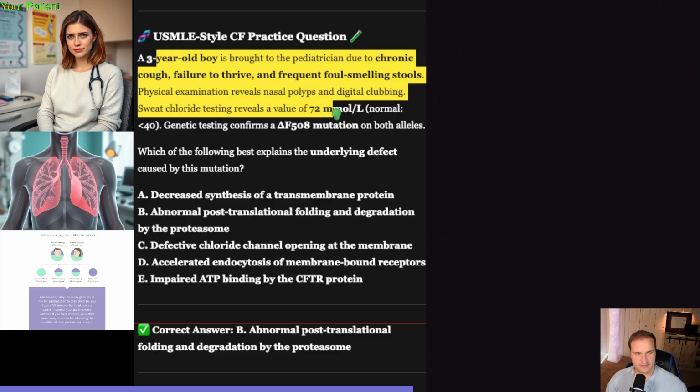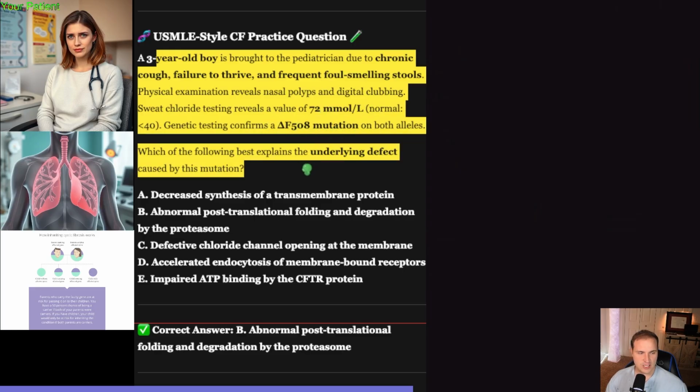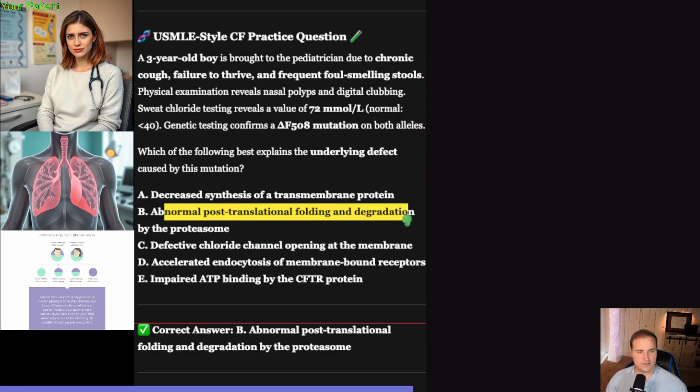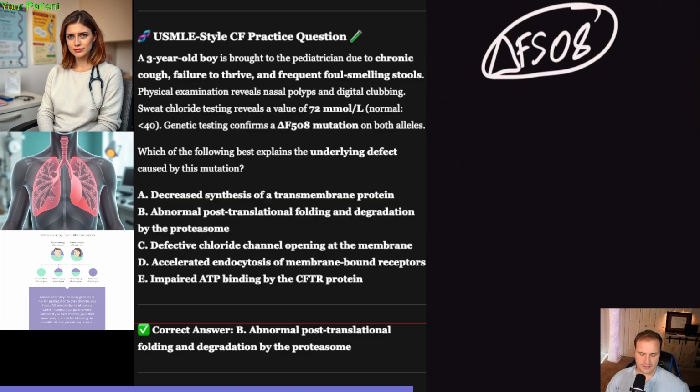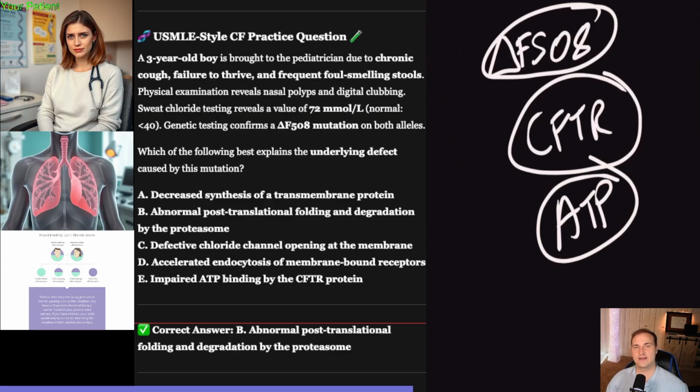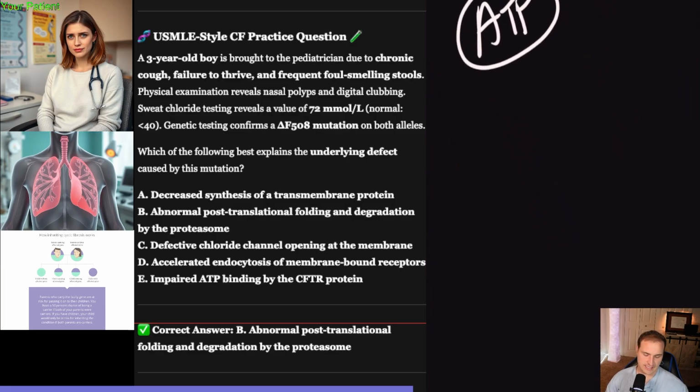Chloride testing reveals a value of 72. Genetic testing confirms we got that mutation of both alleles, which is the best explanation of the underlying defect caused by this mutation. It's going to be the abnormal post-translational folding and degradation by the proteasome. CFTR refers to the cystic fibrosis transmembrane conductance regulator. And this is an ATP-gated chloride channel that's found in the epithelial cells, like the lungs, the pancreas, the intestines, the vas deferens. And this kiddo's got the classic CF problems, right?